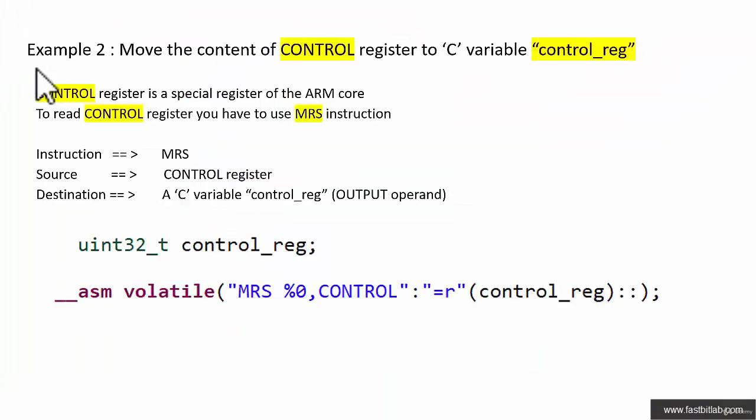Let's move forward. Let me take up this example. In the next lecture, let's talk about output operand and try to do this exercise. Move the content of control register to a C variable control_reg. And I'll see you in the next lecture.